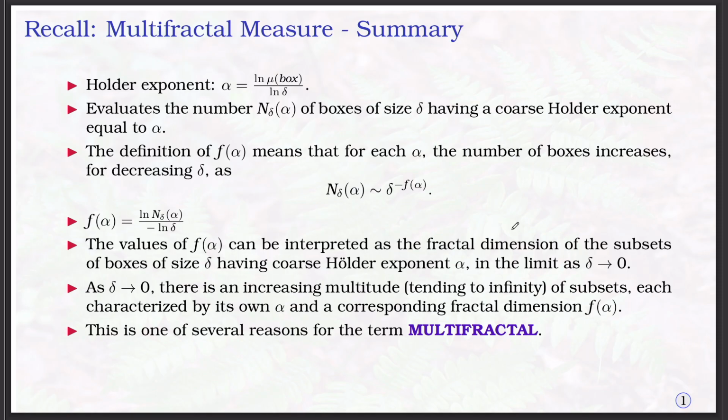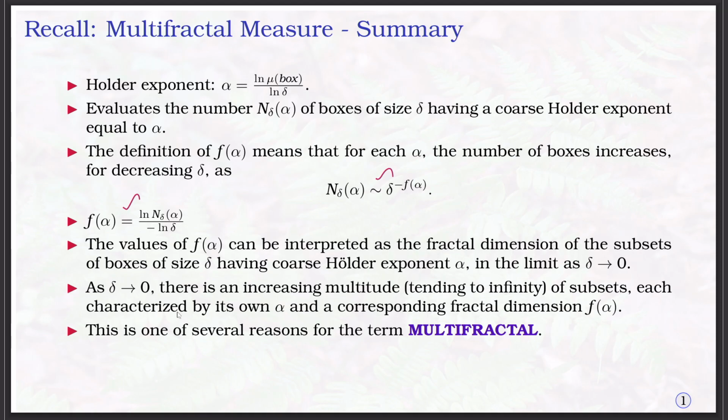Here the Holder exponent alpha is defined as ln of mu of box by ln of delta. We need to cover the set by the number of boxes of size delta, those boxes having the alpha exponent, that we are calling N delta. Then N delta follows a power law property, thereby one can find f of alpha. Then f of alpha can be interpreted as the fractal dimension of the subset of boxes of size delta having the Holder exponent alpha, as delta tends to 0.